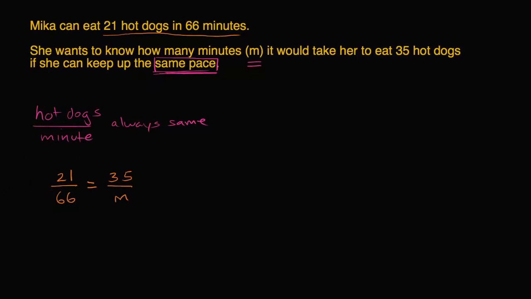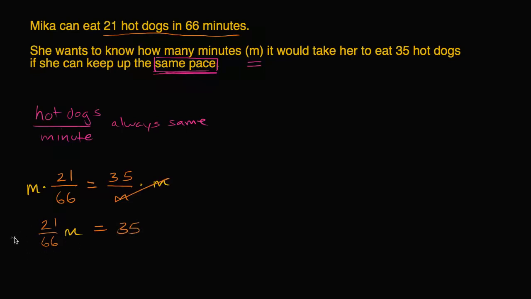Let me do that in a different color. So if I multiply that side by m, and this side by m, what do we get? On the left-hand side, we have 21 over 66 times m, is equal to, well, you divide by m and multiply by m, those are going to cancel out. You're just going to have 35. And now you just have to solve for m.